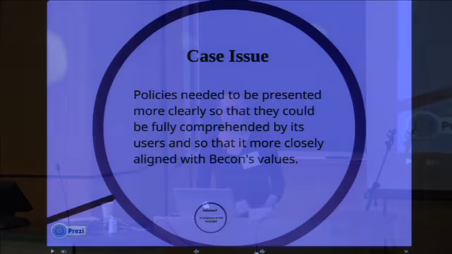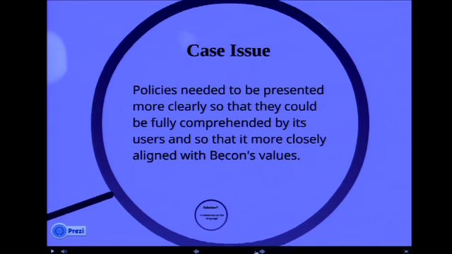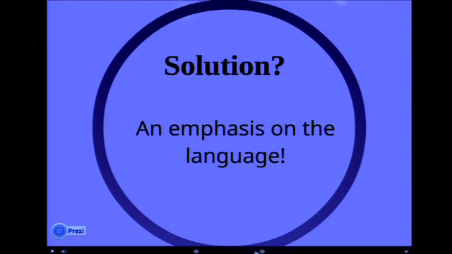And I had to make sure that it reflected current operations as well as external standards, such as WorkSafeBC's bullying and harassment policy. And they're also changing their name to Be Connected, so I had to change the brand as well. The main issue was some of the policies were not presented clearly so everyone could understand them. So the solution to this was to place an emphasis on how they were written.